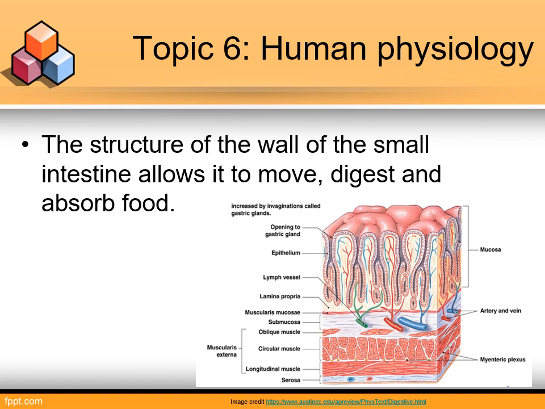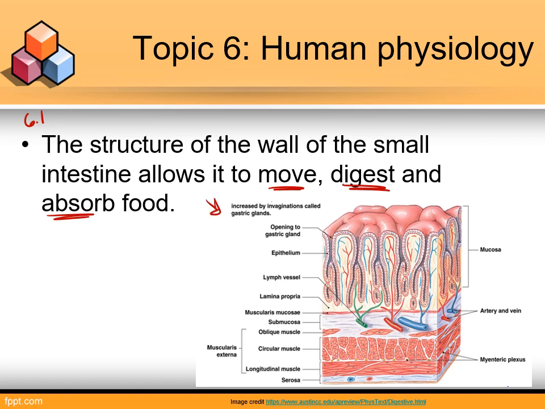So topic 6, human physiology. Topic 6.1, digestion. The structure of the wall of the small intestine allows it to move. We're going to talk about how food gets moved, digested, how do we digest that food, and how do we absorb food. The small intestine is incredibly important for all of these things.